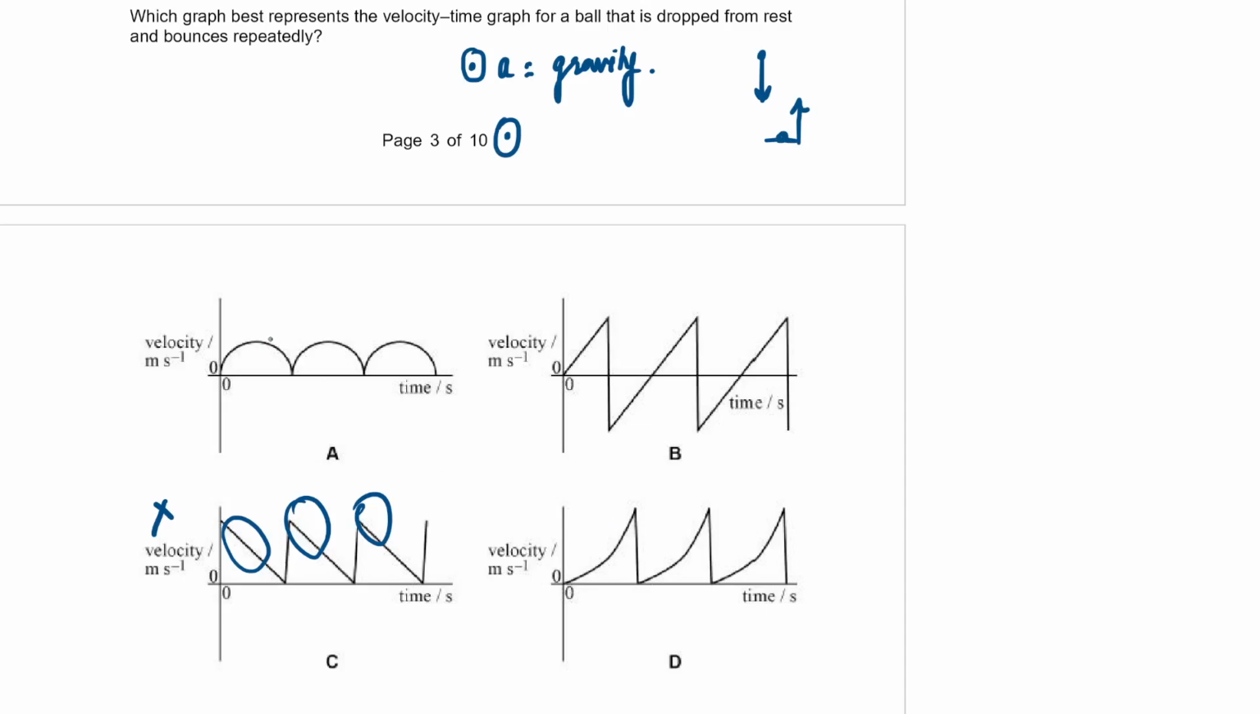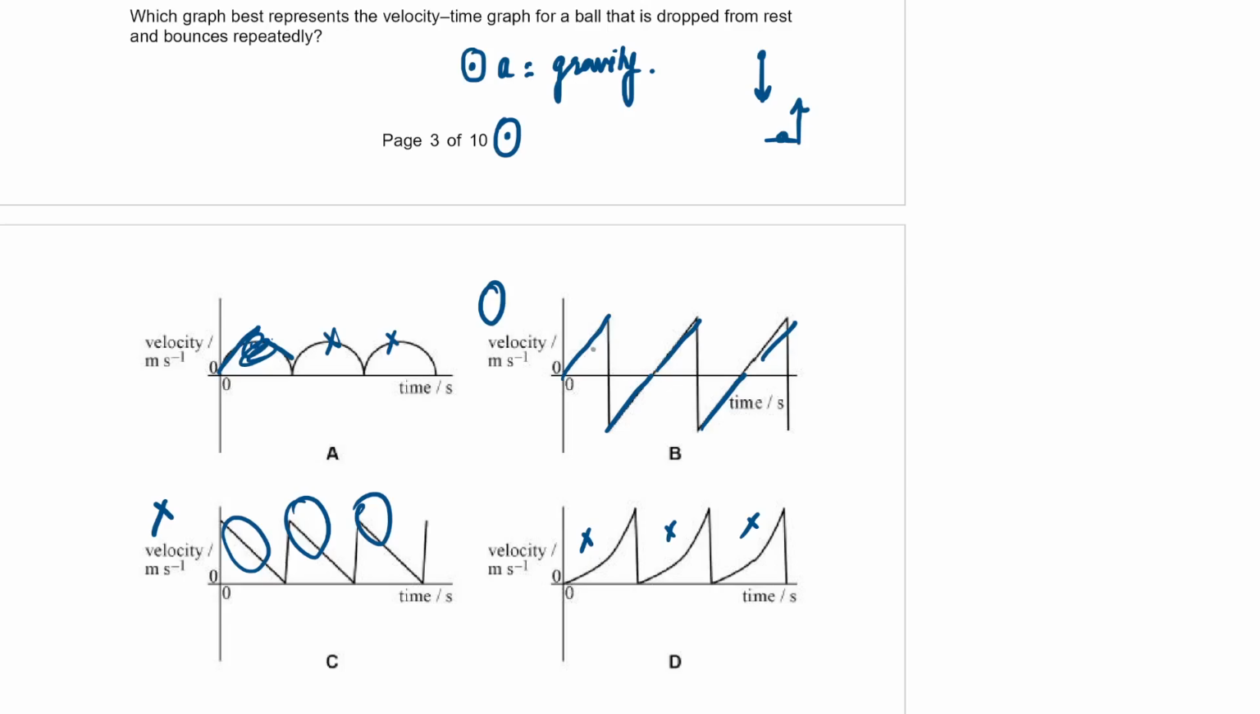This cannot happen because the gradient is constant, and obviously, okay, forget about the gradient. This is also again positive. So this is also not the right graph. Again, only positive side, not the right graph. Positive, negative, positive, negative, positive. Okay, so this is the right answer.